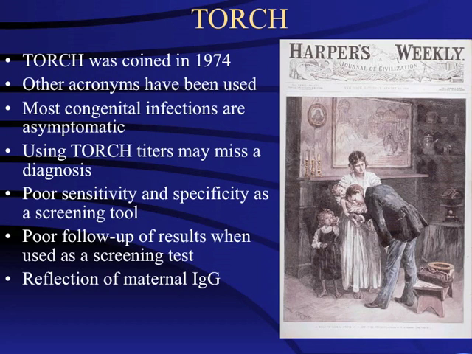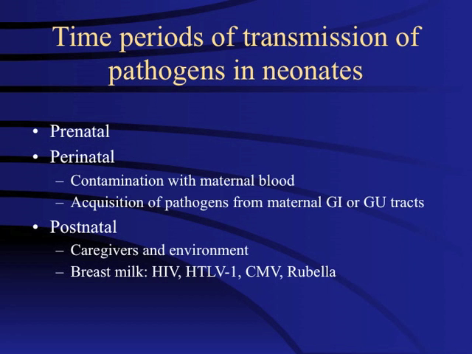The problem with a lot of these infections is that they are asymptomatic at birth, especially because the majority are going to be caused by CMV, so the majority of those neonates are going to be asymptomatic and they're just going to have hearing loss later in life. Again, if you use the TORCH titers, you may miss a diagnosis because it's a poor screening tool. Most of the titers are just a reflection of maternal IgG, and there's much better molecular biology testing or other serologies that you can do in the baby that are much better tests in general.